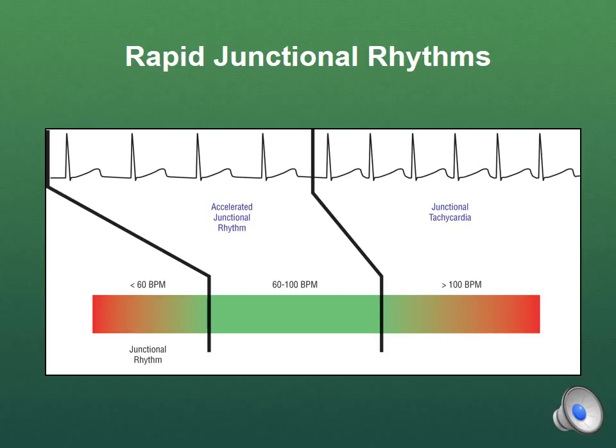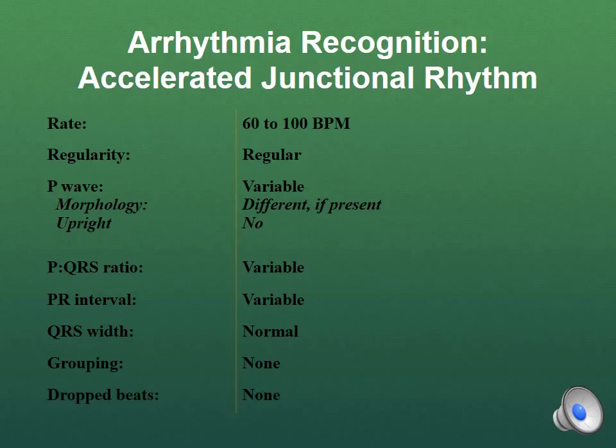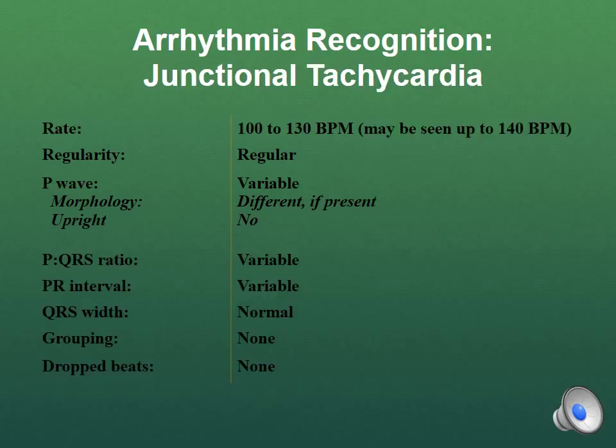So again, here we have some printed out examples. Anything less than 60 is a junctional rhythm. Accelerated junctional is 60 to 100. Anything greater than 100 is going to be junctional tach. So, as we just stated, the biggest differentiation between junctional rhythm and accelerated junctional is the rate. Accelerated is going to be 60 to 100 beats a minute, and then anything above 100 up to 150 beats a minute is going to be junctional tachycardia.